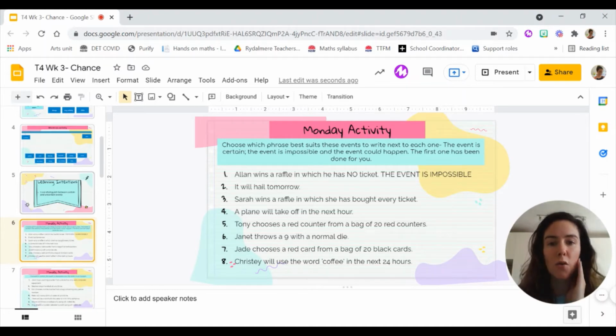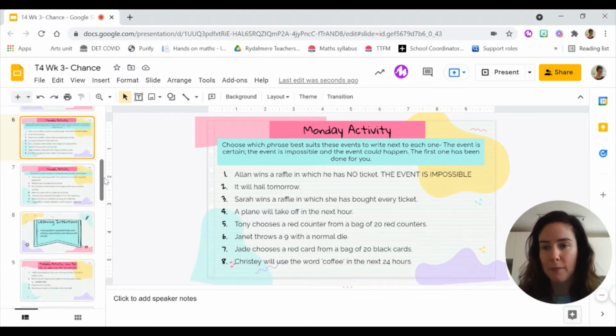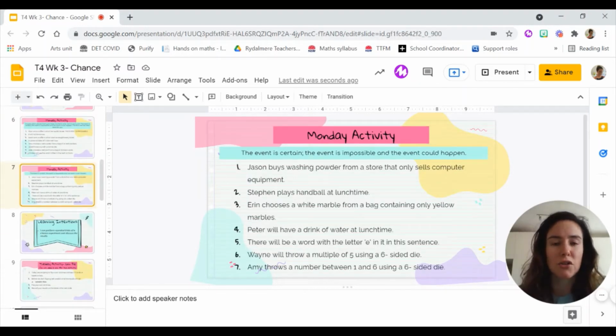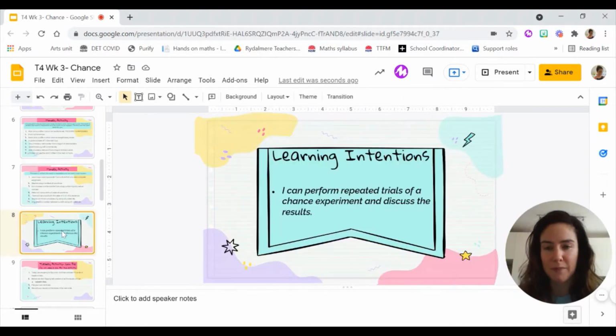So for the statement, Alan wins a raffle in which he has no ticket. So he hasn't bought a ticket, but he wins the raffle. Is it certain that this event will happen? Impossible? Or is it the event could happen? And for this one, I've written the event is impossible. So you need to read through the rest of them and then choose one of these phrases to write next to it. Same on here, you need to write whether the event is certain, the event is impossible, or the event could happen next to these phrases here.